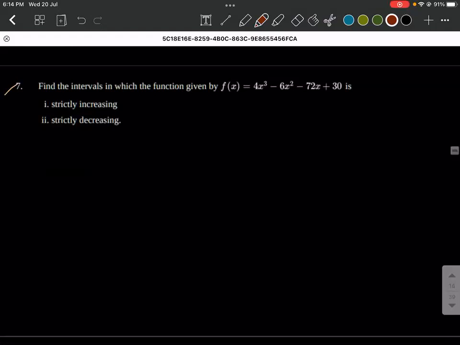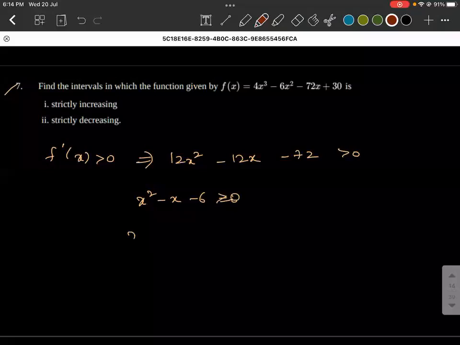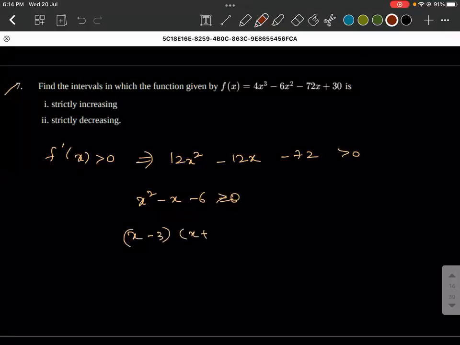Find the intervals in which the function given by f of x is equal to 4x cube minus 6x square minus 72x plus 30 is strictly increasing. So f dash of x should be greater than 0, which implies 12x square minus 12x minus 72 is greater than 0. So x square minus x minus 6 is greater than 0. So x minus 3 into x plus 2 is greater than 0.